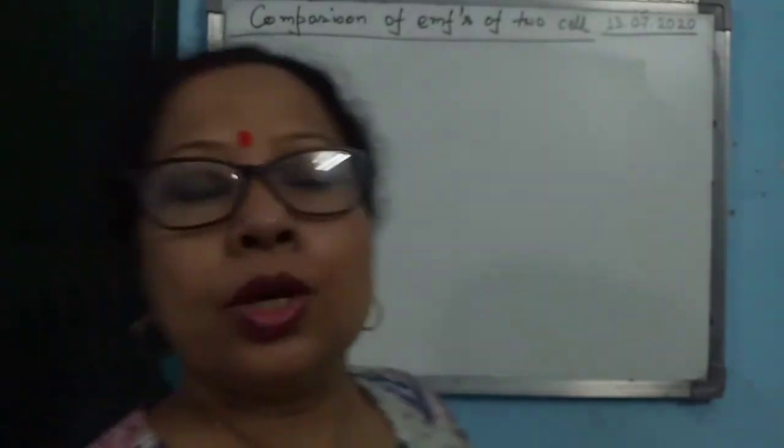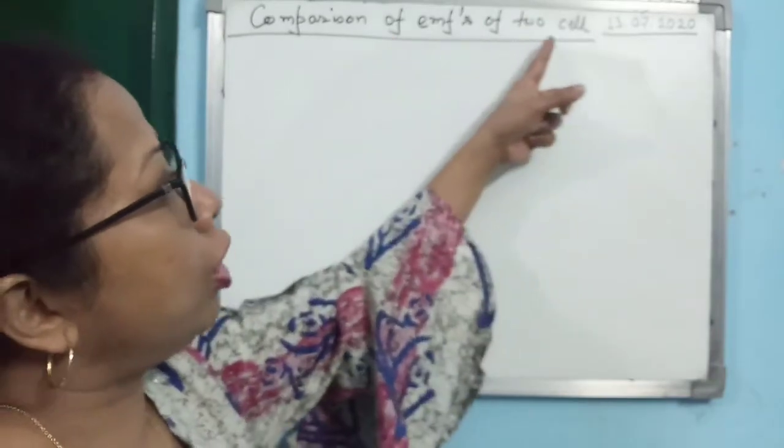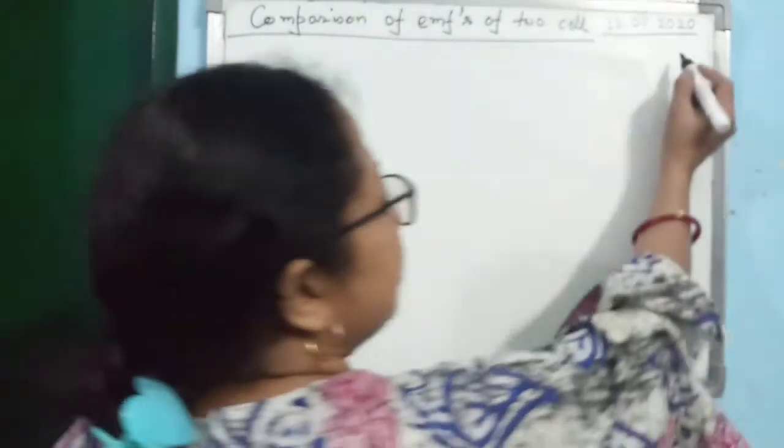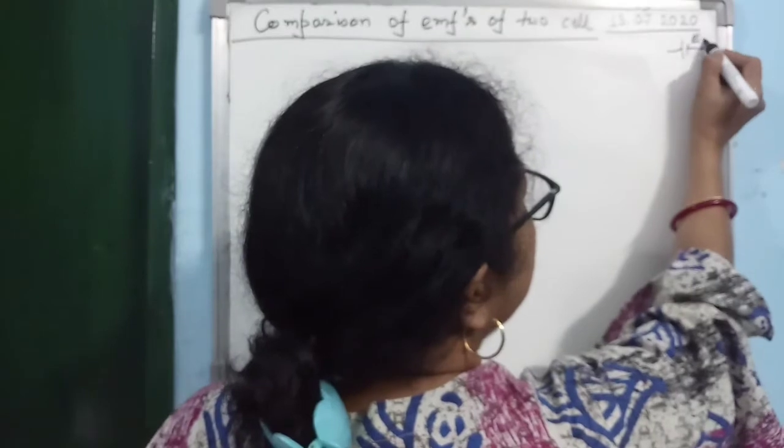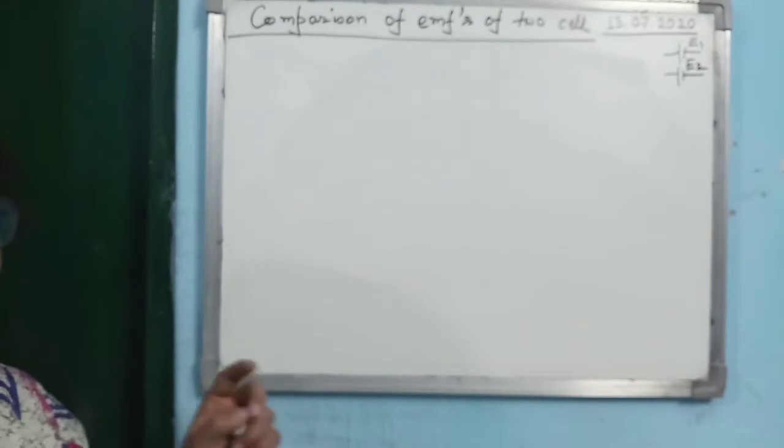Now the two topics I am discussing are very important for your board exam, so just try to understand them. First, we can use a potentiometer to compare the EMF of two cells. Suppose we have two cells. Let the EMF of the first cell be E1 and the EMF of the second cell be E2. By using a potentiometer circuit, you can compare the EMF of two cells.